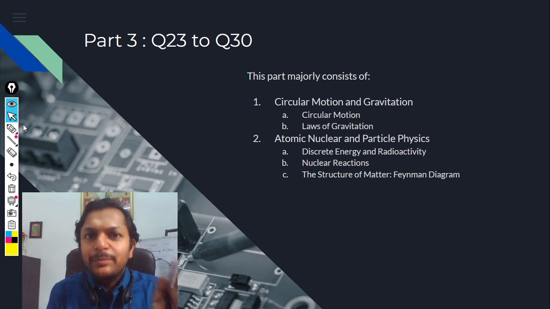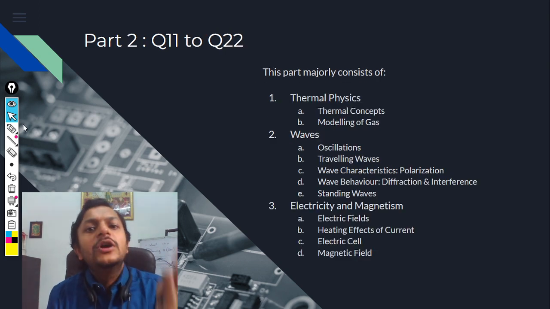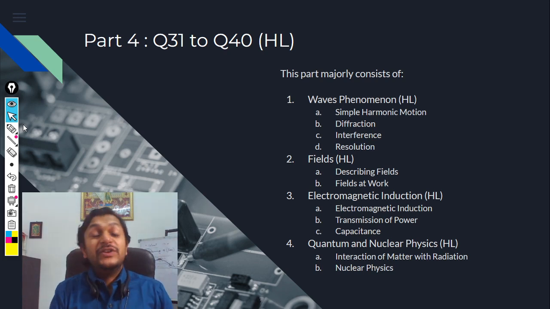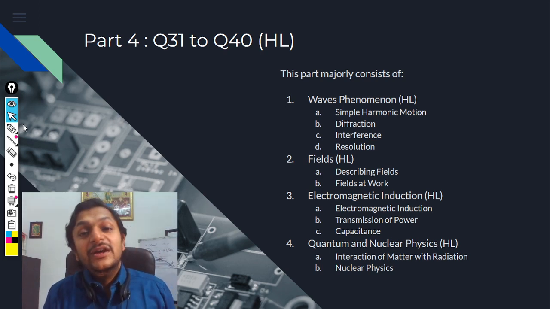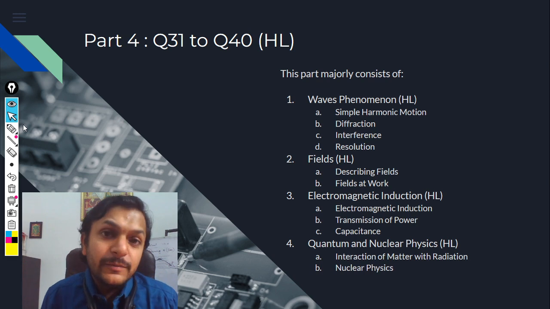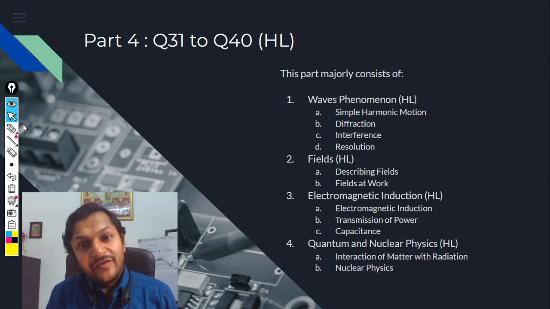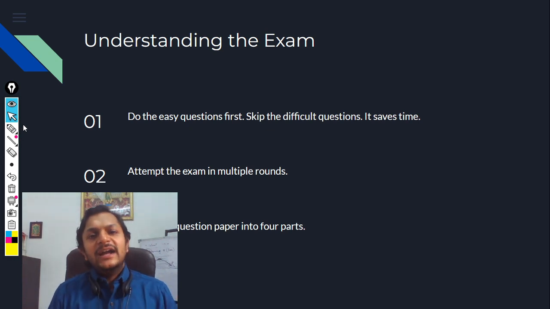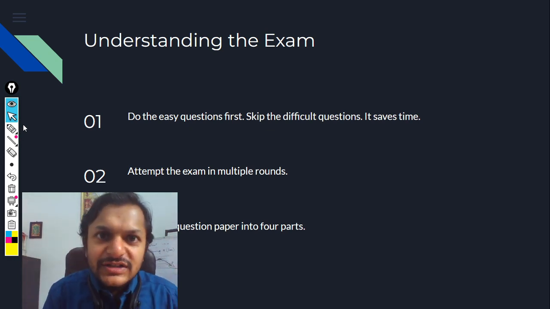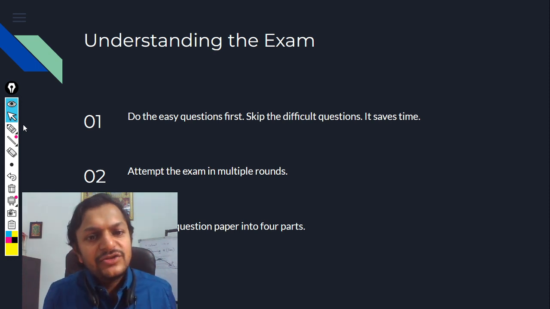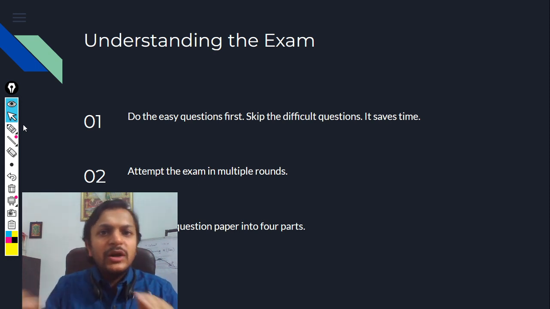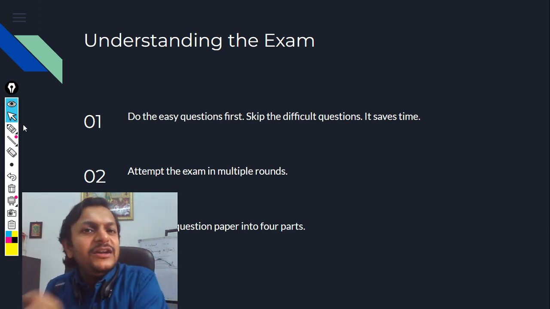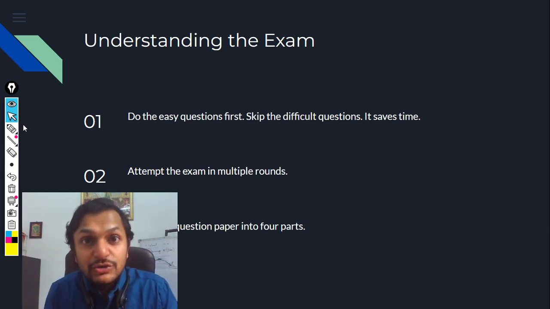Now after this part number 3, you go to part number 2 and you fight your way. Fine. And then you go to part number 4, which is HL, and definitely this will be the most difficult part of the examination. Fine. So once you do this, now what are the other things that I have told you? That first of all, you have to do the examination in multiple rounds. In round number 1, do the easy questions, mark the difficult one. In round number 2, concentrate a little more on the difficult questions or the time consuming questions.